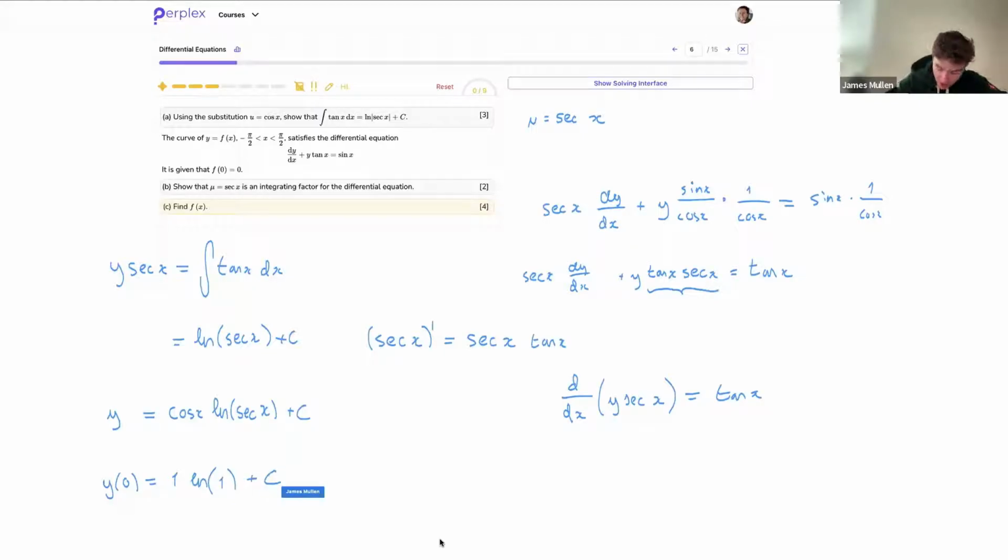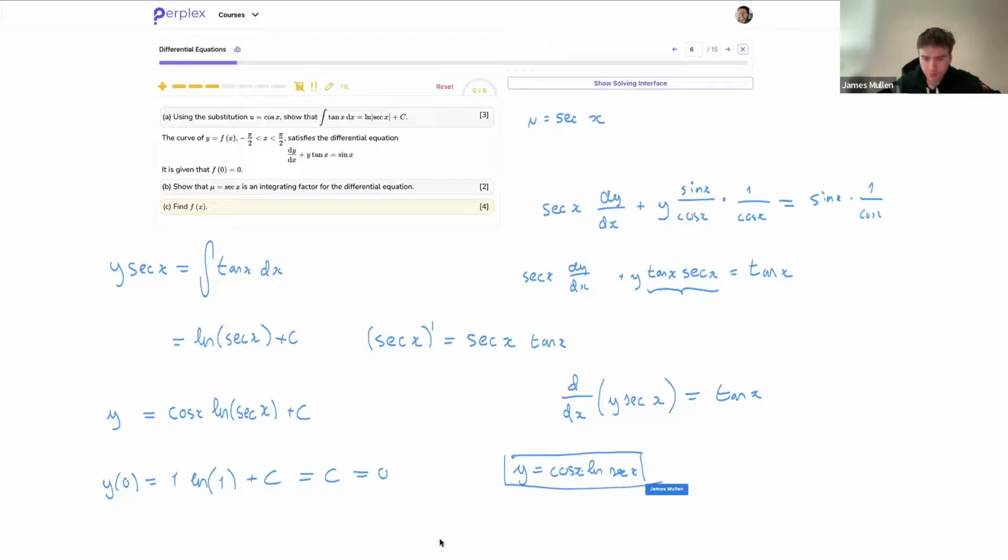Now, ln of 1 is 0, so this is all equal to c, and that should be 0, which means that c is 0. So my final answer is y is equal to cos x times ln of secant x, that is, ln of secant of x, and that's it.